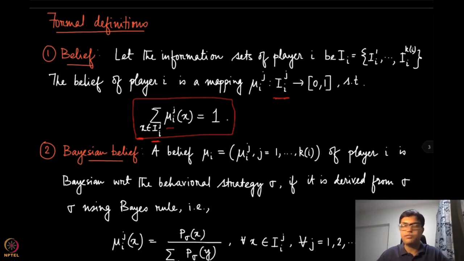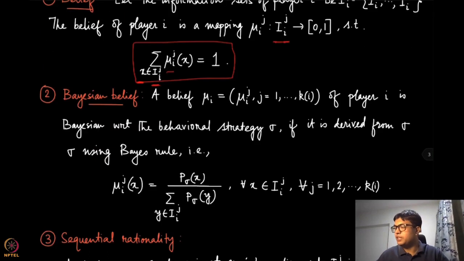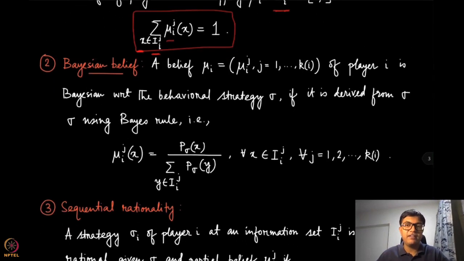Now this belief becomes a Bayesian belief. Now we are bringing in another probability distribution, which is the mixed strategy or the behavioral strategy in this case. So we are going to call a belief, which is the same as before, a belief which puts some probability masses at each information set for a player, Bayesian with respect to the behavioral strategy sigma if it is derived from that sigma using Bayes rule. What does that mean?